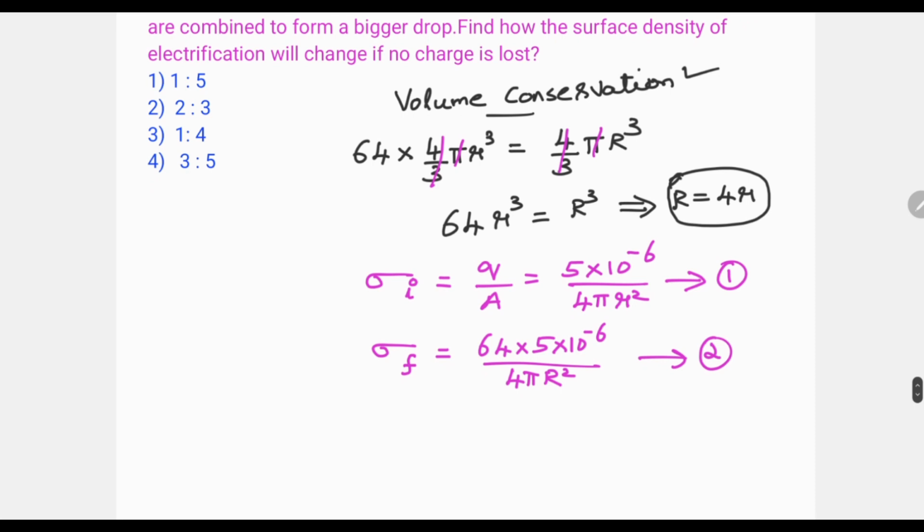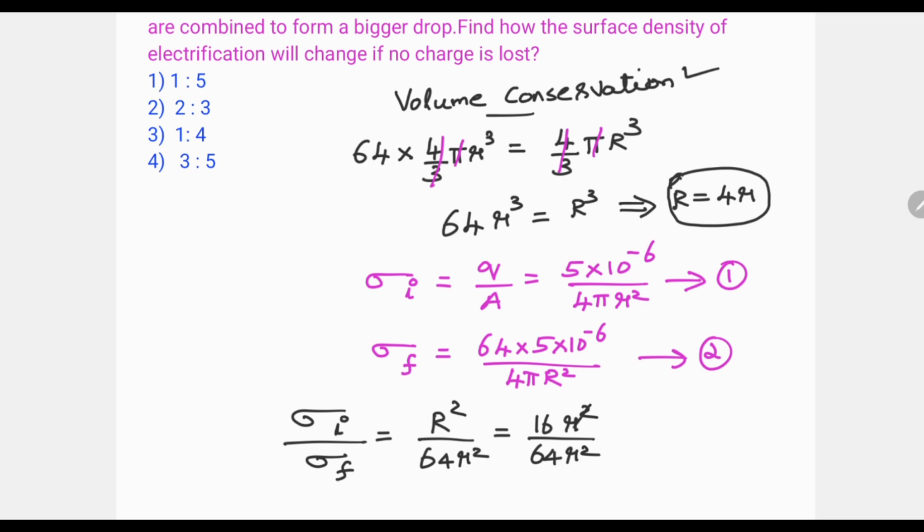Now we have to take sigma I by sigma f. That is required in the question. So sigma I by sigma f: on simplification, we will get r square by 64 r square. Since capital R is 4 times small r, R square is 16 small r square, divided by 64 r square. That means 1 by 4. So your answer is option 3.